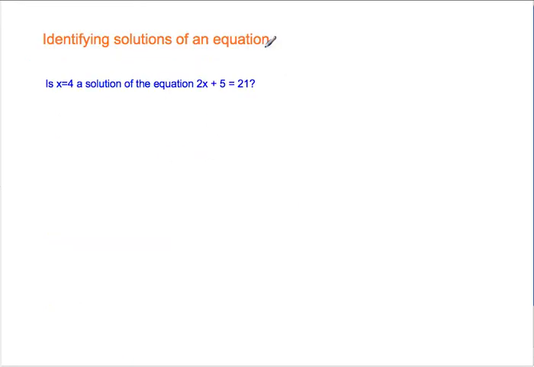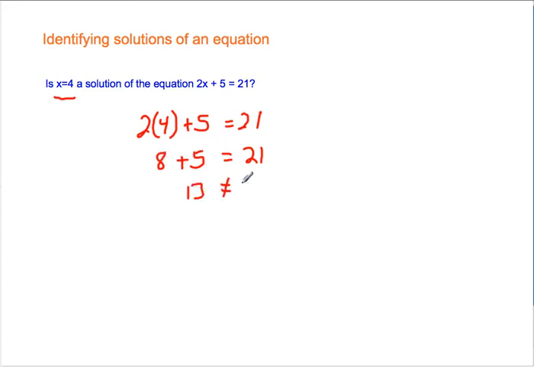Identifying solutions to an equation, we start off by just plugging in given values. So for instance, in this case, if we say x equals 4, is that a solution of the equation? So we plug it in. 2 times 4 plus 5 equals 21. So 2 times 4 is 8, plus 5. I can already tell this is not going to be equal to 21, and so we would say no, that is not a solution to the equation.